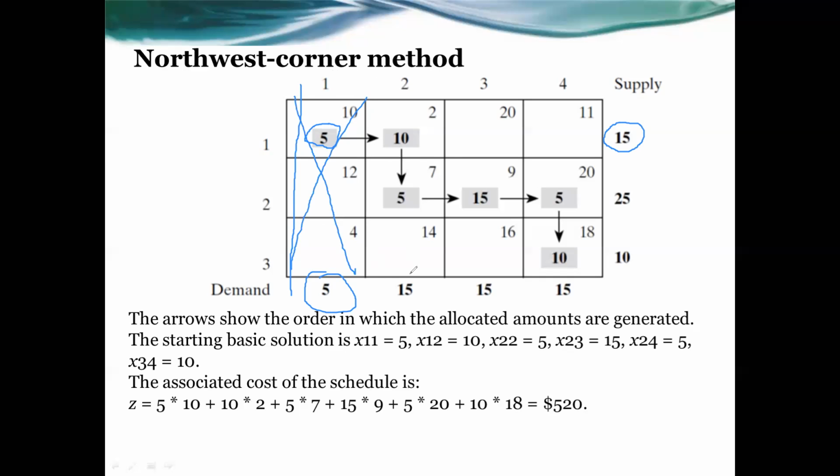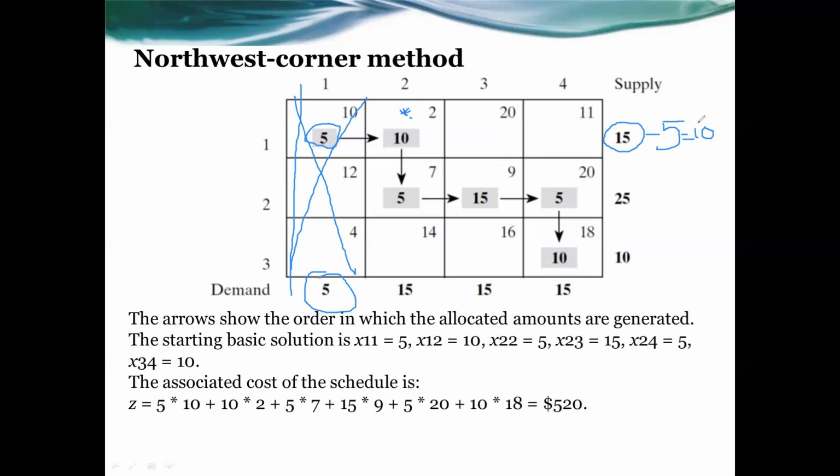That means we now have market 2 demand with 3 supplies. Remember, we have already supplied 5 out of this 15, so only 10 remains. Don't forget about that supply amount, otherwise you might still think it is 15. Then look at the northwest corner again. It is here, your second distribution point, and you start from here.